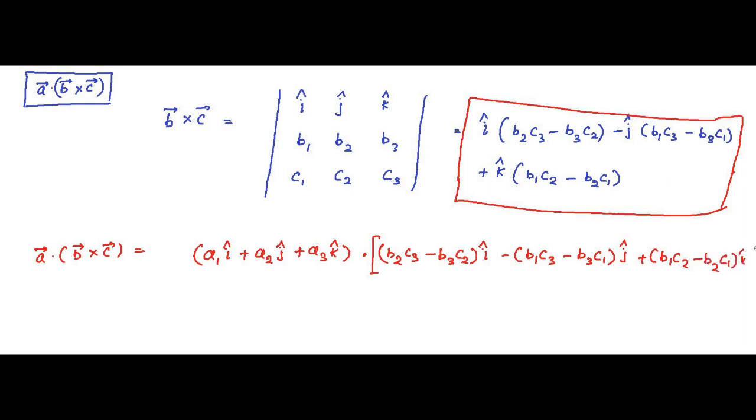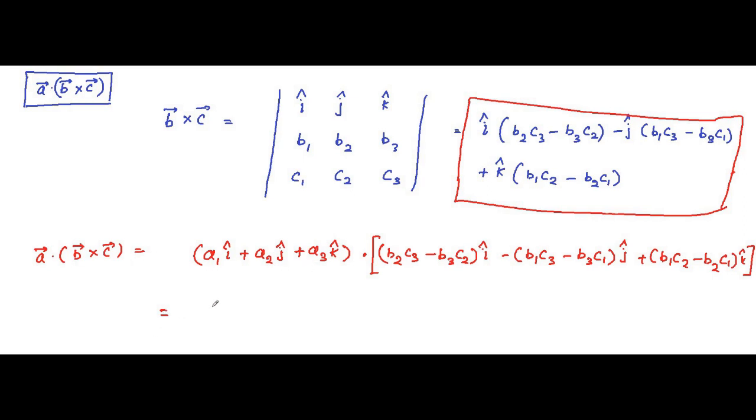So in dot product we know that only the components with the common unit vectors are allowed, and the remaining i into j, i into k, j into k, that is all 0. Only i dot i, j dot j, k dot k is equal to 1, and the remaining i dot j, j dot k, k dot i is all 0.